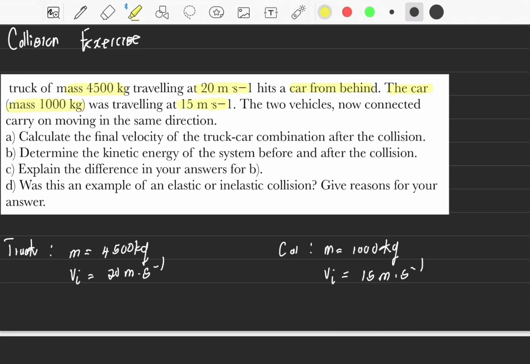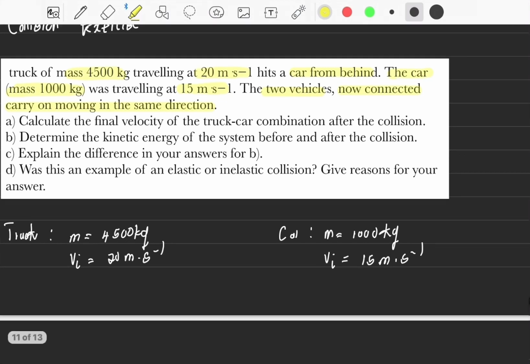When we further read the question, it is said that the two vehicles now connected carry on moving in the same direction. So it means now they have become one thing. They are no more separate cars. We no more have a truck and we no more have a car after the collision. So they move as one system. So it means we get to actually combine their mass, and also the velocity will be the same for both of them in terms of calculations.